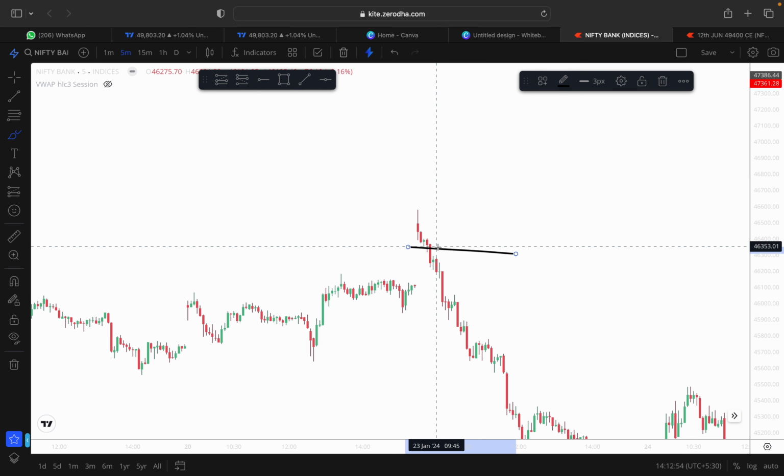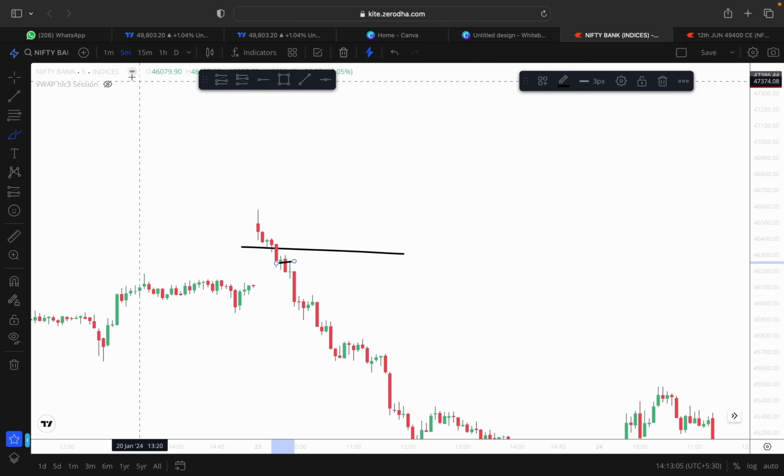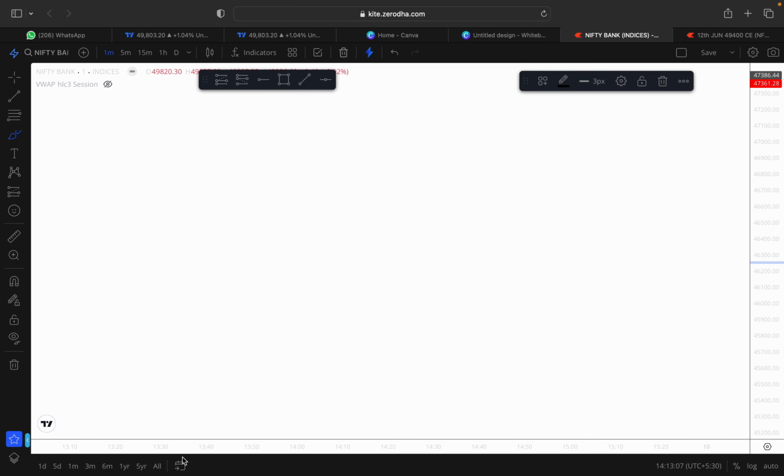The market breaks the low, and this is basically a very strong bearish candle. So we mark, which is 9:35. So we look for a 1-minute confirmation again. So then we shift to a 1-minute confirmation.